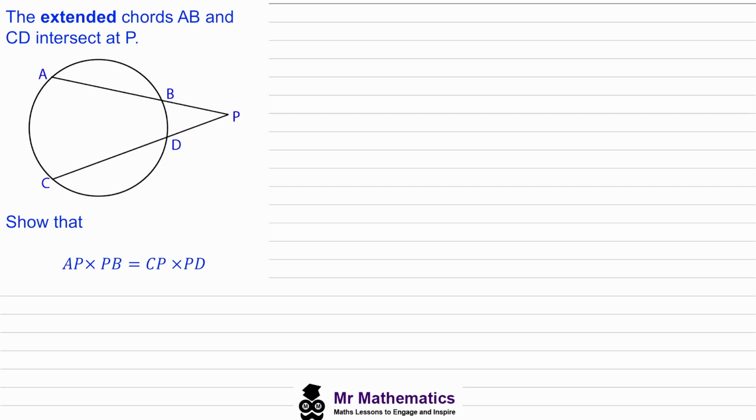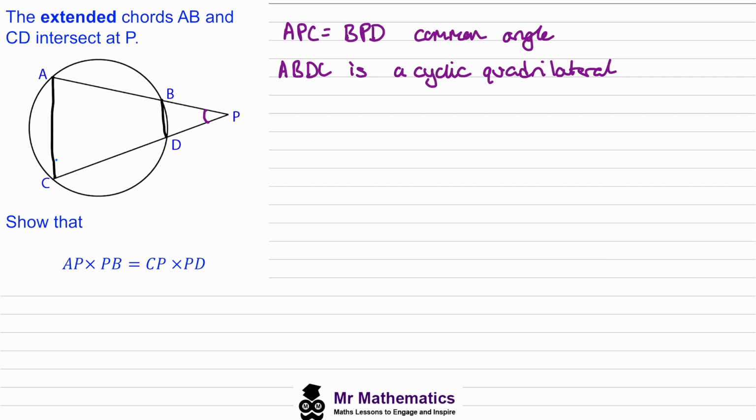Okay, so welcome back if you had a go. So the first thing we're going to do is we're going to draw two chords again. One from A to C, and one from B to D. So now we have two triangles. We've got a small one from P to D to B, and we've got a bigger one from P to C to A. And we know that this angle P is common to both triangles. And we can also see that this quadrilateral ABDC is a cyclic quadrilateral. And this means that the opposite angles add up to 180 degrees.